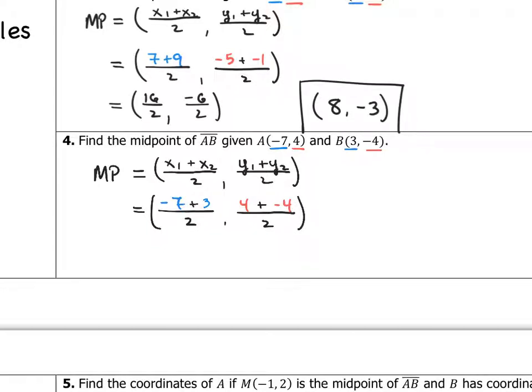-7 plus 3 is -4, so this is -4 over 2. And then 4 plus -4 is 0, so this is 0 over 2. So we get coordinates of -2 and 0.